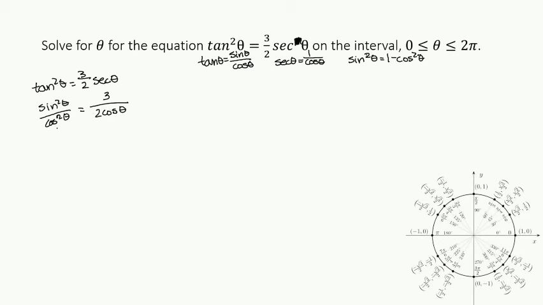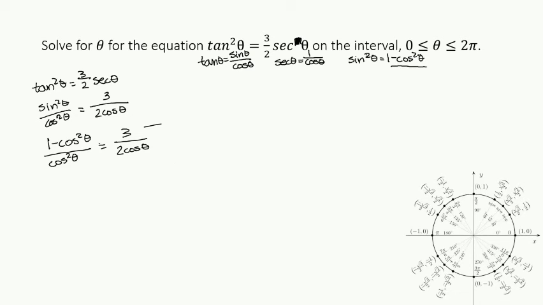So now you can see here we have almost all the same functions, except we have a sine in here. So we know that sine squared of theta equals 1 minus the cosine squared of theta. So we can plug that in to make it all cosines. So 1 minus cosine squared of theta over the cosine squared of theta equals 3 over 2 cosine theta.